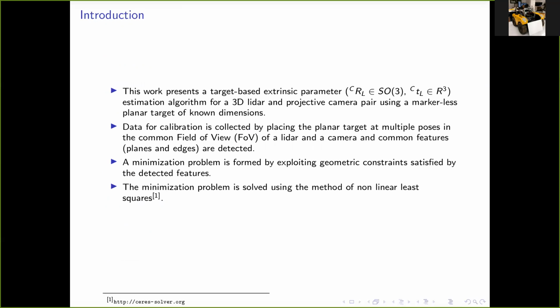This work presents a target-based extrinsic parameter estimation algorithm for a 3D LiDAR and camera pair using a planar markerless target of known dimensions. The data for calibration is collected by placing the planar target at multiple different poses in the common field of view of a camera and a LiDAR, and common features like planes and lines are detected across the sensing modalities. A minimization problem is formed by exploiting geometrical constraints which are satisfied by these detected features, and finally, the minimization problem is solved by using the method of nonlinear least squares.